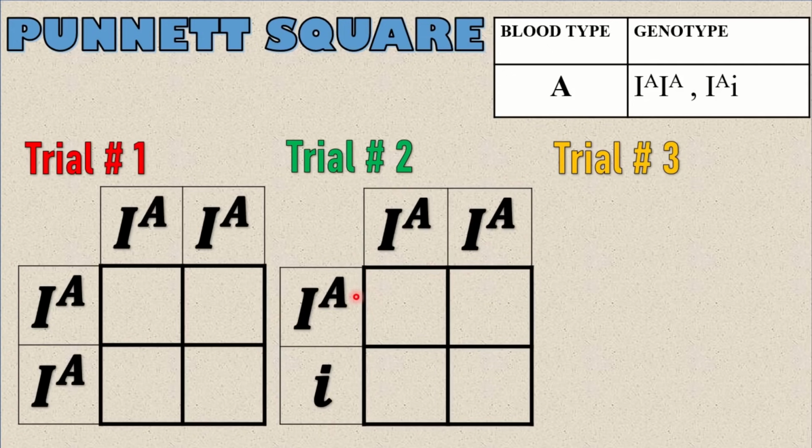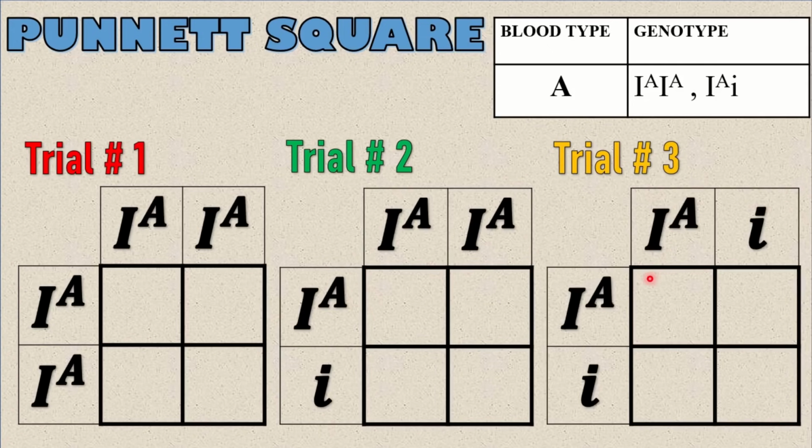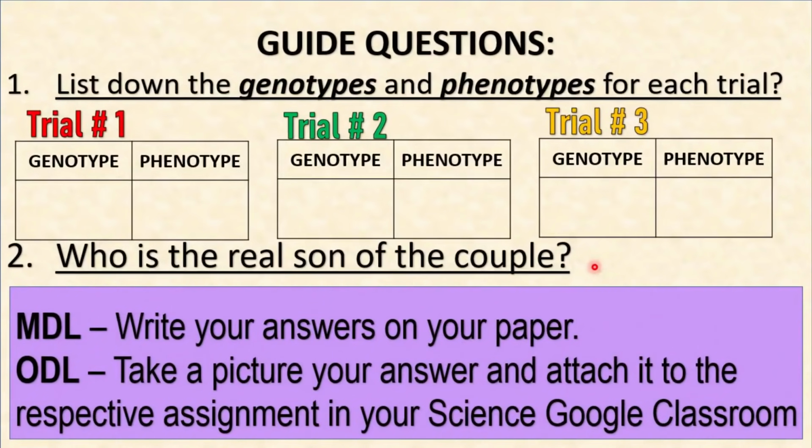For trial 3, both of them are heterozygous. Let us see which one is their real baby. These are the guide questions. List down the genotypes and the phenotypes for each trial. And for question number 2, who is the real son of the couple?